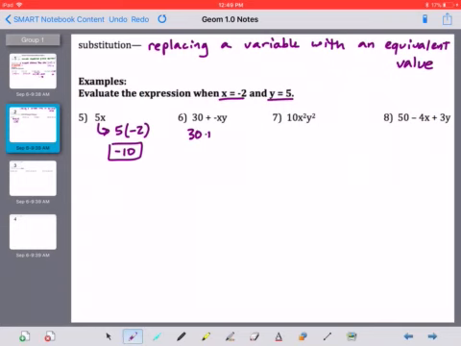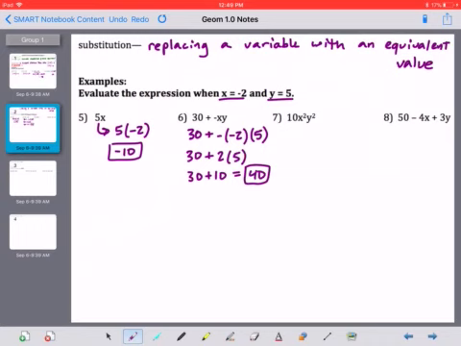First step is to substitute x with -2. So we have 30 plus -2 times 5. Well, I don't like this negative business. I know that a negative is a positive. So this is just 30 plus 2 times 5, or 30 plus 10, which is 40.